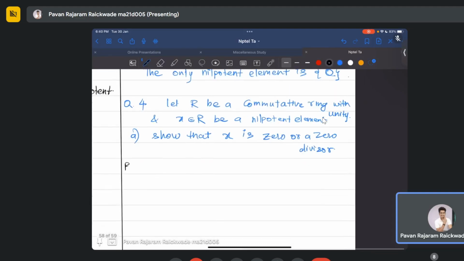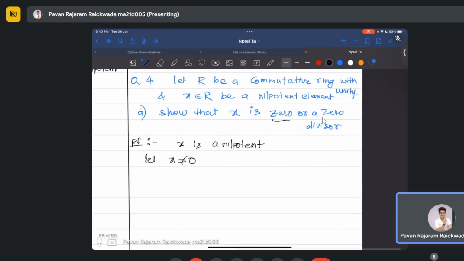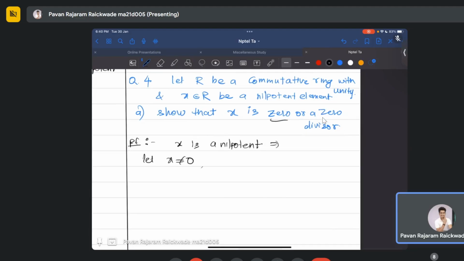Okay, how do you show this? See, the given information is x is a nilpotent element, right? And let x be non-zero, because if x is 0, then we are done in the first case directly. Let x be non-zero, then I have to show that x is a 0 divisor, right? x is a nilpotent element which implies x power m equals 0 for some m in natural number, right? So I can write x into x power m minus 1 is 0, right?